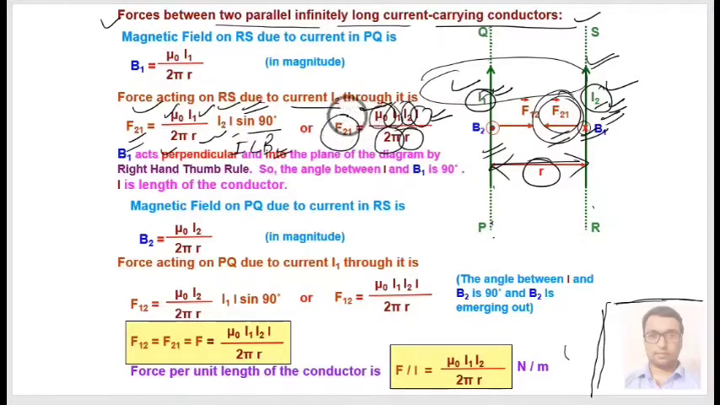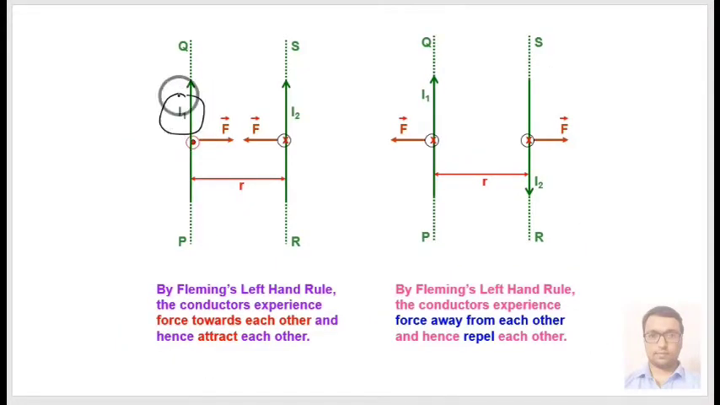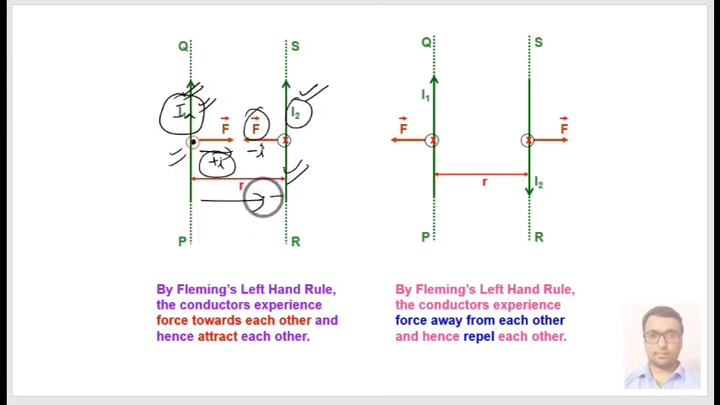So for per unit length, our force will become μ₀ I1 I2 by 2πR only. This is F by L, for per unit length. Now we can conclude one more result: if in wire number 1 the I1 current is flowing in the forward direction, and I2 current also has the same direction, then the force on the second wire will be towards minus i. Similarly, the force on the first wire will be towards plus i. Means if they are carrying current in the same direction, in that case both wires attract each other.